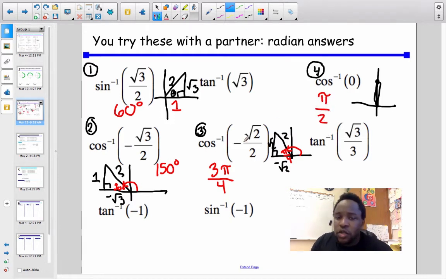All right, so you can do these other 5, basically draw it out. Remember, they're asking what is the ratio of sides given this ratio, and then you draw it out and you find what angle should go there. It's either going to be on an axis or it's going to be one of our special right triangles in the fourth, first, or second quadrant.